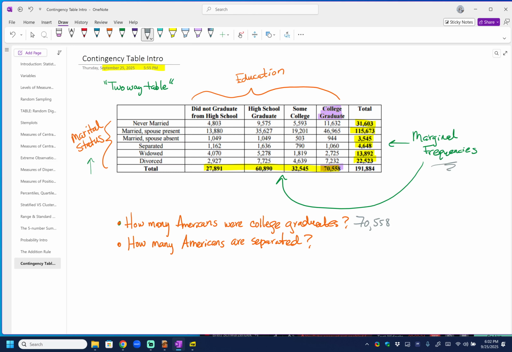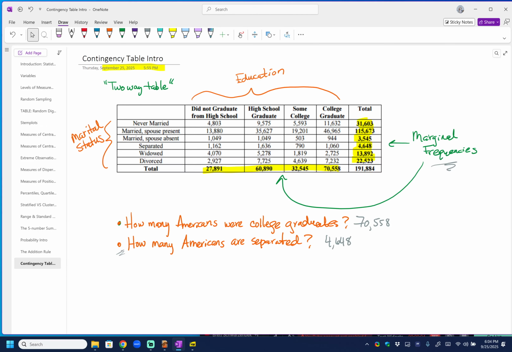Similarly, if I asked how many Americans are separated, we'd be like, okay, well, now we're not in education, we're in marital status. So we go to the row variables, we find separated, which is right here, and we need to find the row total associated with it. So therefore, we have 4,648. Again, this is called a marginal frequency because it is a total of one of the variables, but this one would be the row variable. Okay, so that was marginal frequencies.